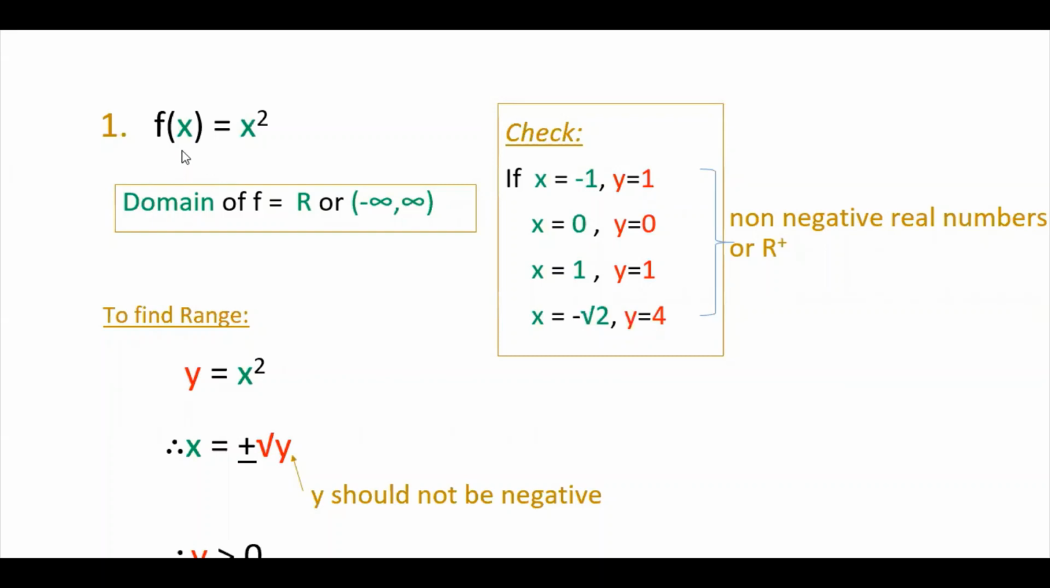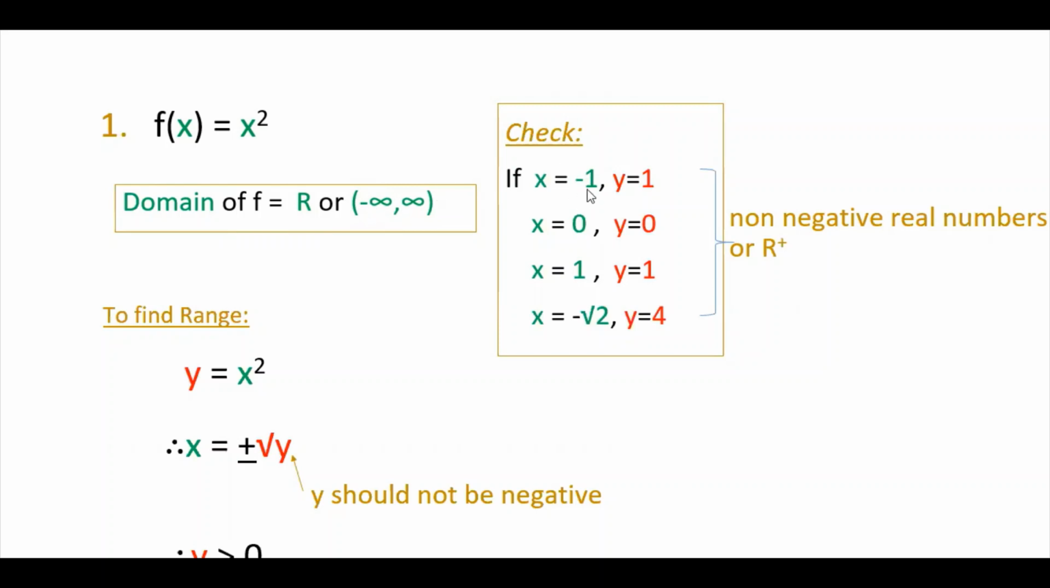This first problem, if f of x is equal to x squared, if you see this function, here you can give any real number as x. So here directly you can write the domain of this function is equal to capital R. This is the set of all real numbers because here you can give any real numbers. Then you will get the solution. Or you can write it in interval notation like this.